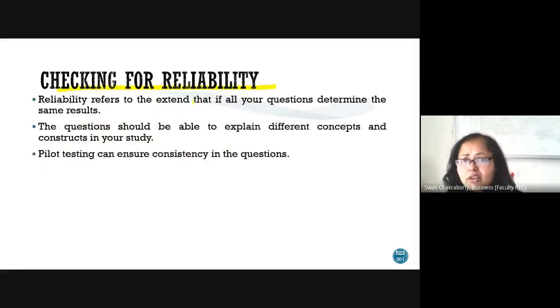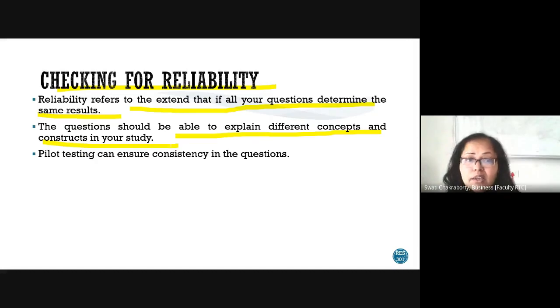Checking for reliability refers to the extent that if all your questions determine the same results, they should be able to explain different concepts and constructs in your study. Pilot testing can ensure consistency in the questions.